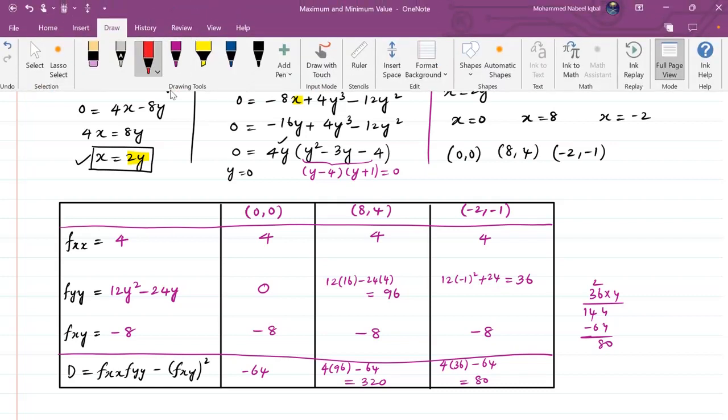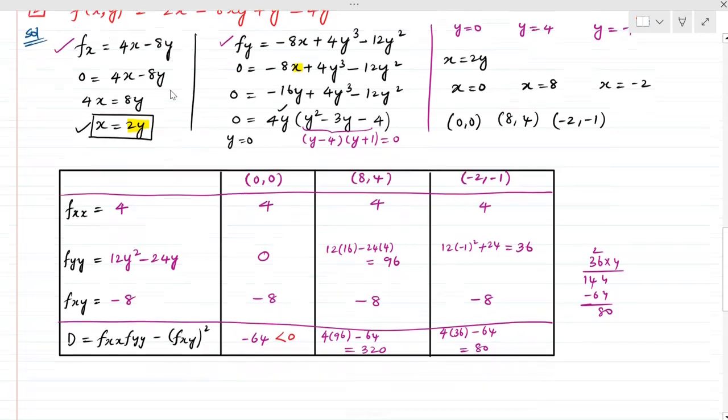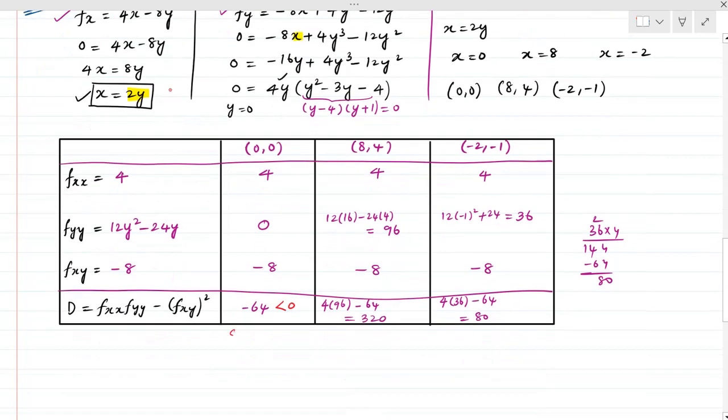So let us go with this one. This is less than 0. So therefore it is a saddle point. No need to check the fx and fy. Now here more than 0, I go with this one. So it is more than 0. It is a local minimum.